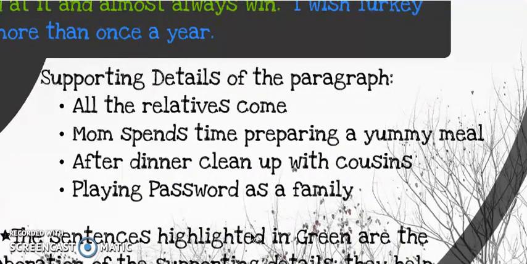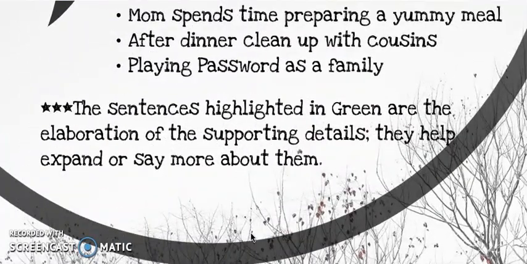So the supporting details of the paragraph, all those orange ones, should be that all of the relatives came. Mom spends time preparing a yummy meal. The third one is after dinner cleanup with cousins, and then finally playing password as a family. The sentences that are highlighted in green are the elaboration of the supporting details. They expand or say more about them.